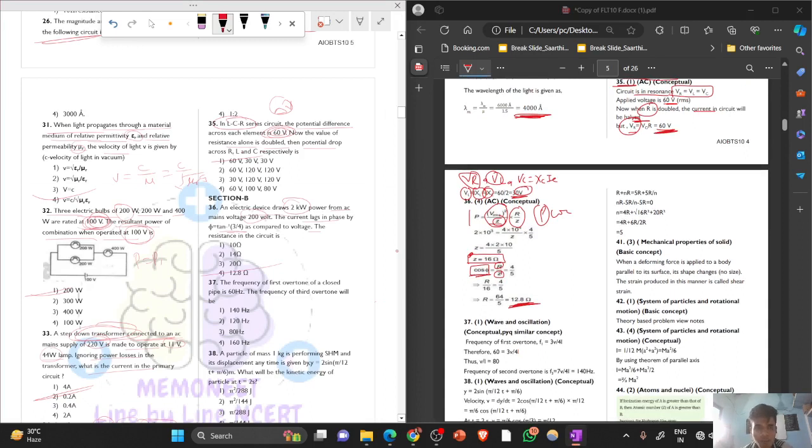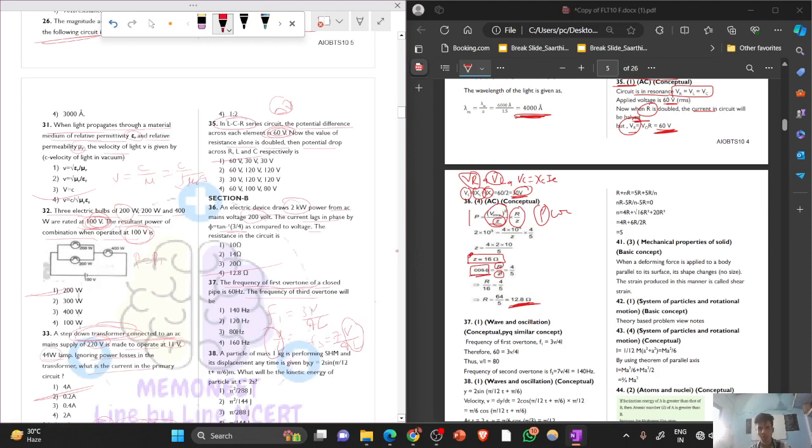Now moving ahead. The frequency of the first overtone of a closed pipe is 60 Hz. What is the frequency of the third overtone? You just need the fundamental frequency, that is V by 4L, and the first overtone is 3V by 4L. So from here you get V by L for the 60 Hz. Once you know this value, which is constant, you can calculate the third overtone frequency, that will be 7V by 4L.